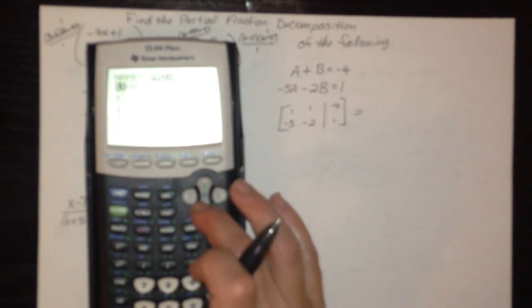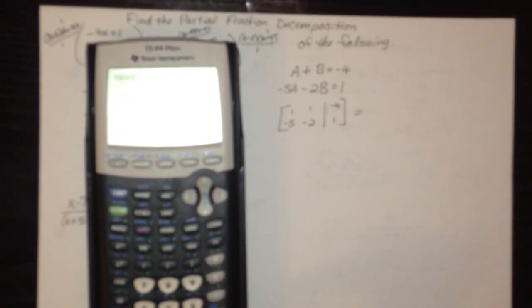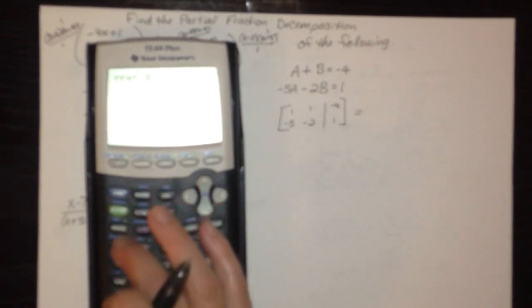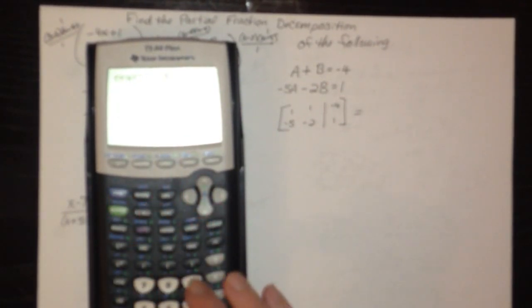Over to math. I want to go down to reduced row echelon form, which is B. I want to choose matrix A, which is 1, and hit enter. And this is what it gives me. I have decimals. I don't want decimals. I want fractions. I'm going to hit math, enter, enter.